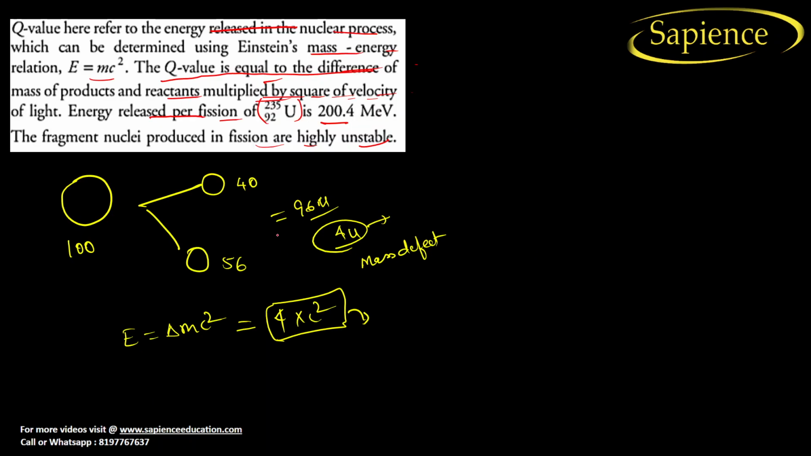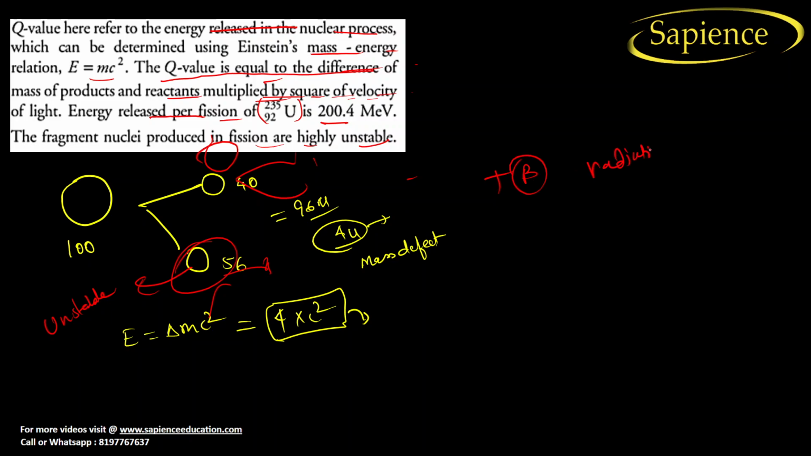So again, it may be unstable, and it may split into two further parts. Got it? And apart from this, they emit beta radiation, which is dangerous for humans.